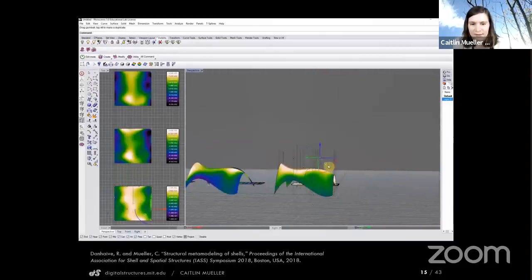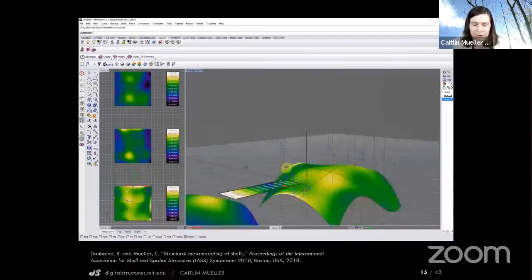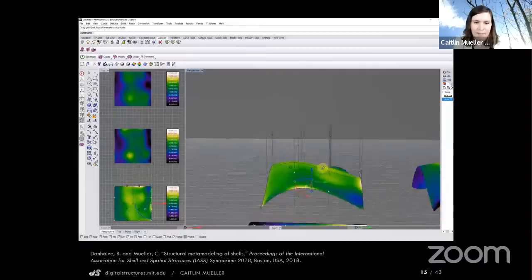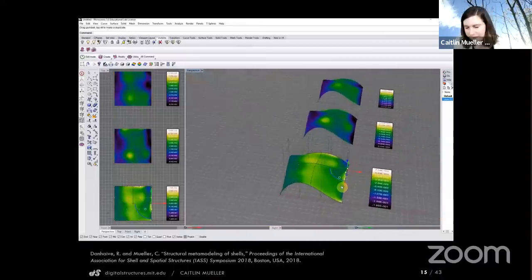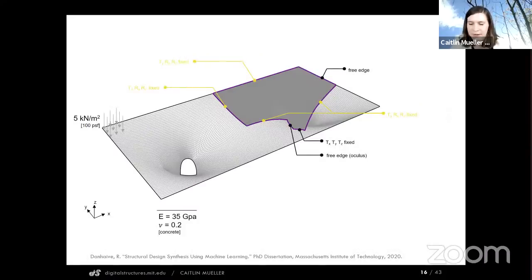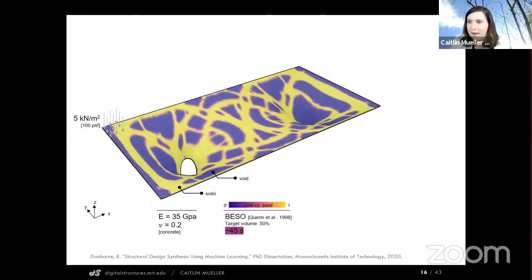So instead of sending this structure to a different program or to a different person to analyze to get a response in minutes or hours or days, we get real-time information that allows us to really act creatively and be in a creative flow with instant information as we need it. We've extended this idea. We don't only need to predict single performance metrics or performance fields. We can even start to predict things like the optimal distribution of material in a surface.